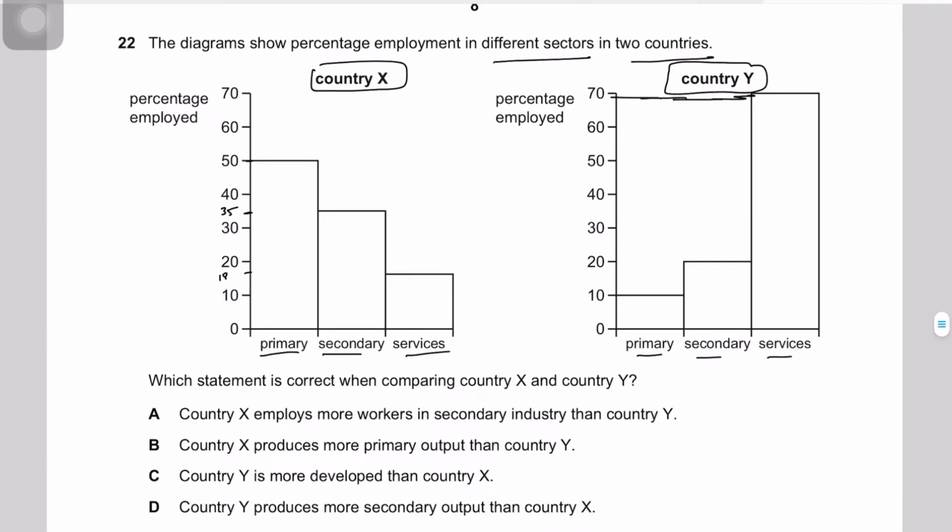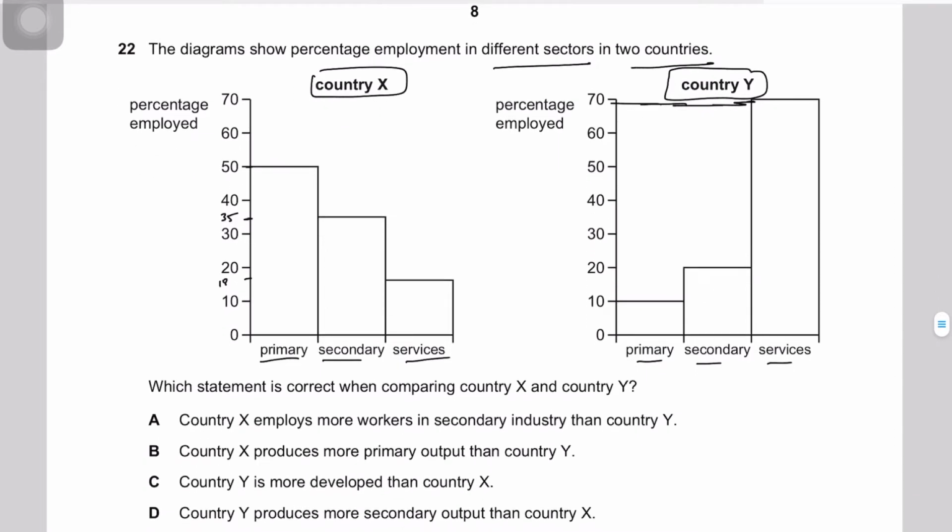So it refers to the percentage employed, right? It's not giving you the labor force, neither is it giving you the number of people employed. It's giving you the percentage employed, right? Remember. So which statement is correct when comparing country X and country Y?